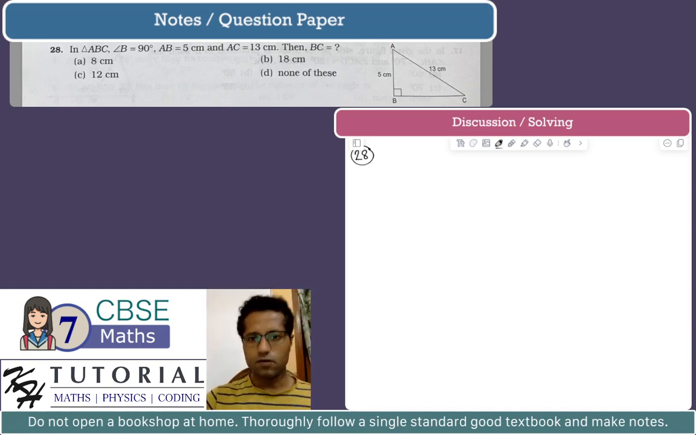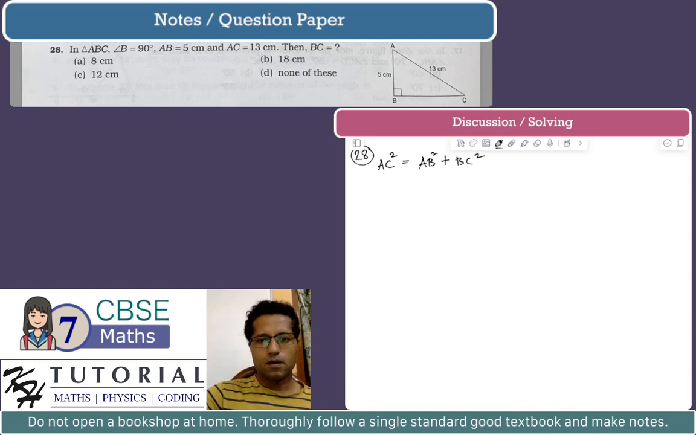Since it's a right angle triangle, we know from Pythagoras theorem that the square of the length of the hypotenuse is equal to the sum of the squares of the lengths of the other two sides. So we have AC square equals AB square plus BC square. We have to find BC. AC is given to be 13. I am ignoring the units, I hope you will understand. 13 square is equal to AB square, what is AB? 5 square plus BC square.